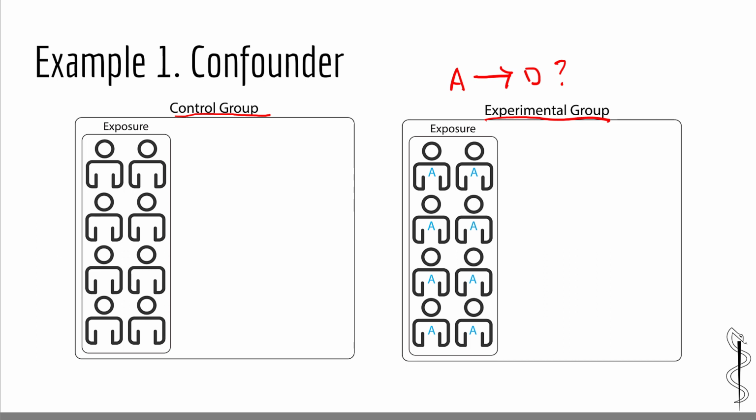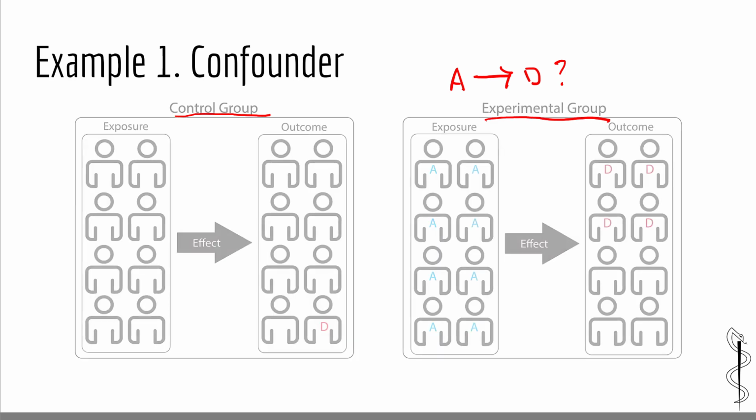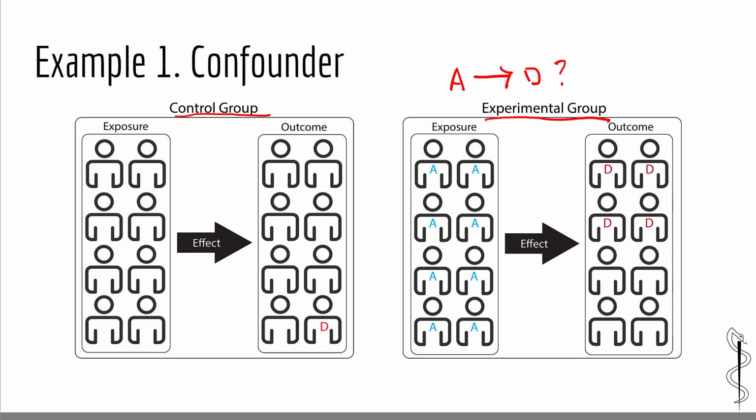You then wait and see if the patients with variable A develop variable D more frequently than those patients which lacked variable A. You then wait and then reassess the patients for the presence of variable D, and you get these results. So right off the bat, it seems like your hypothesis was correct, because those patients with variable A had a higher frequency of variable D.